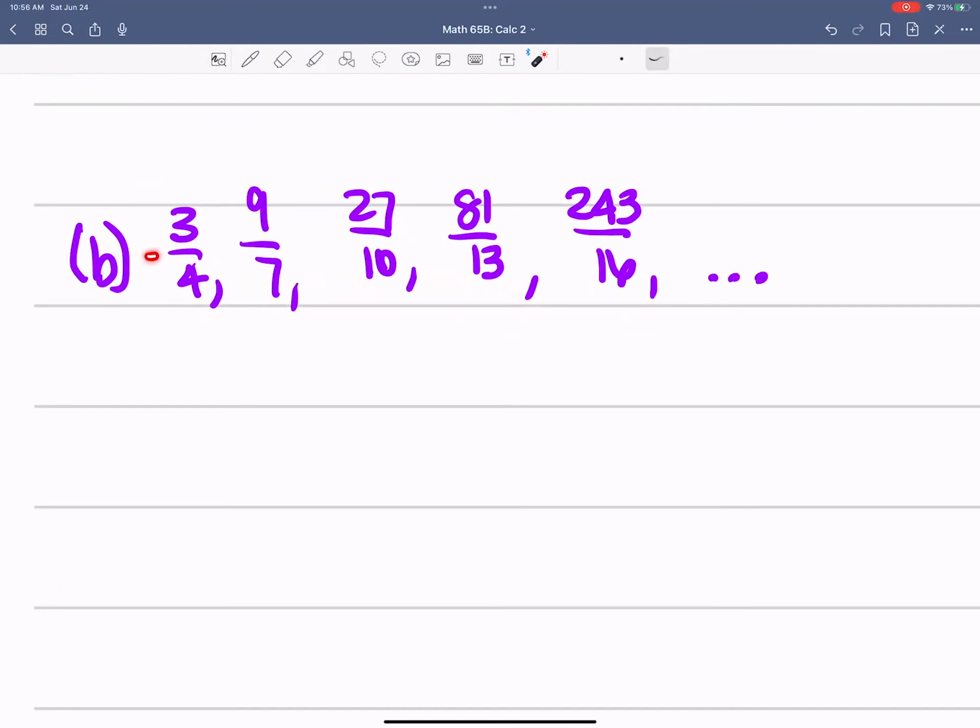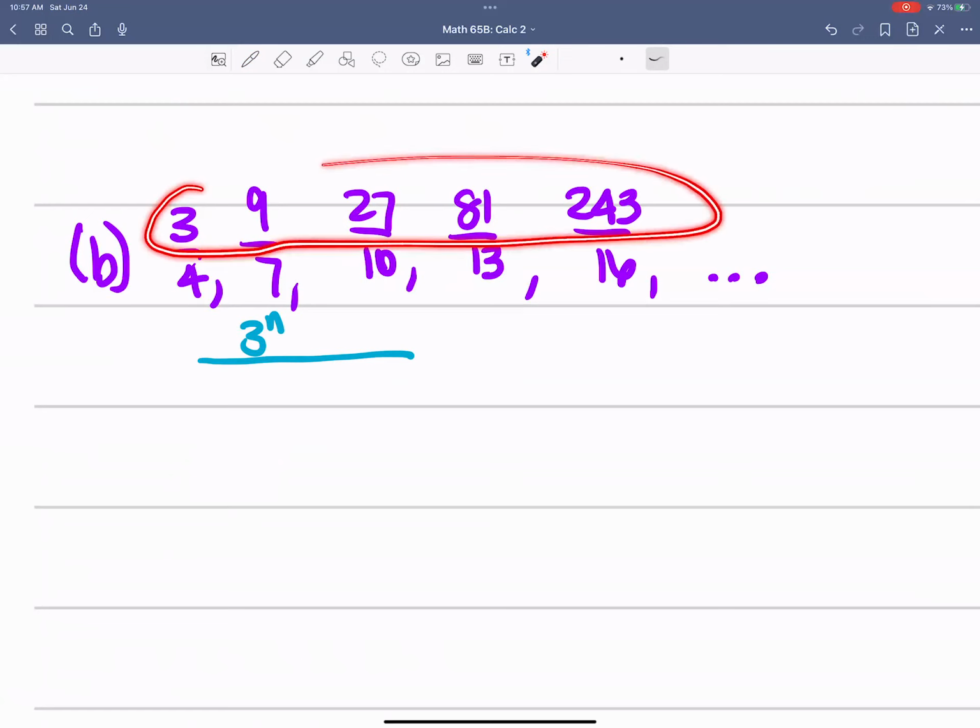All right, so all of these end up being positive, so we don't have to worry about the -1 in the front. Let's take a look at the numerator. So the numerator looks to be powers of 3. So we could start with that. We'll say 3 to the n over, let's see. So 3 to the n up here looks good.